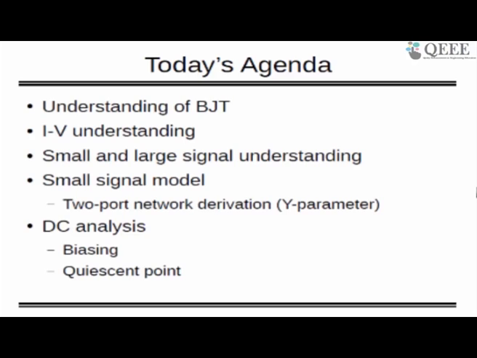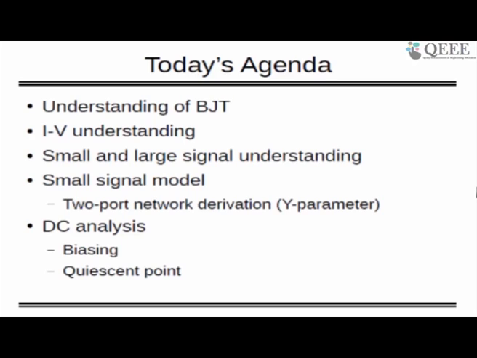Then there is another part where we are going to make the small signal model. We are going to derive the small signal model, and that small signal model will be derived using the Y parameter two port network. Thereafter there are different analyses available which you have to do for making any amplifier. One of the analyses is DC analysis. Other than DC analysis, there is transient analysis or AC analysis.